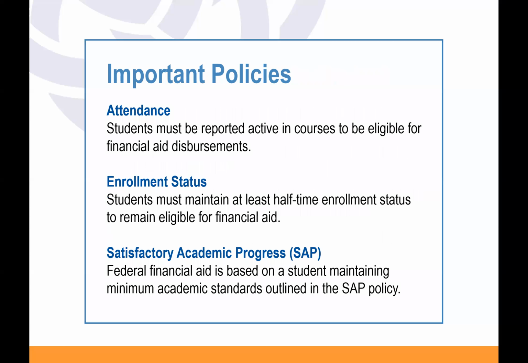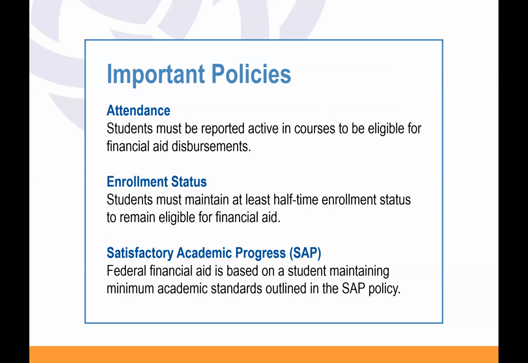Okay, so next we're going to talk about important policies. So attendance. Students must be reported active in courses to be eligible for financial aid disbursements. Financial aid is for tuition and fees, right, for students. So if a student isn't active or even enrolled in any courses, you will not be eligible for financial aid. Financial aid is strictly for educational purposes, and then of course, cost of living and things of that sort, but you must be enrolled in courses.